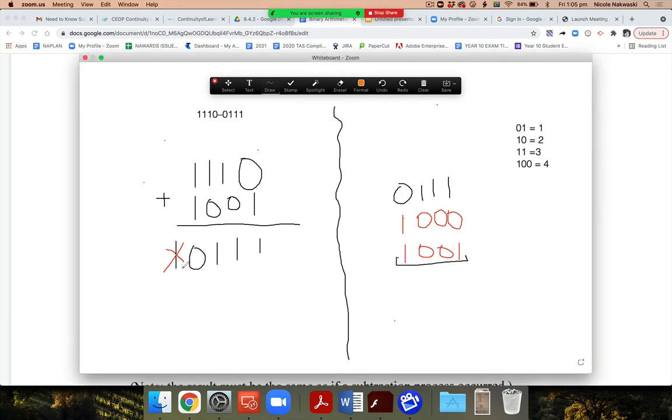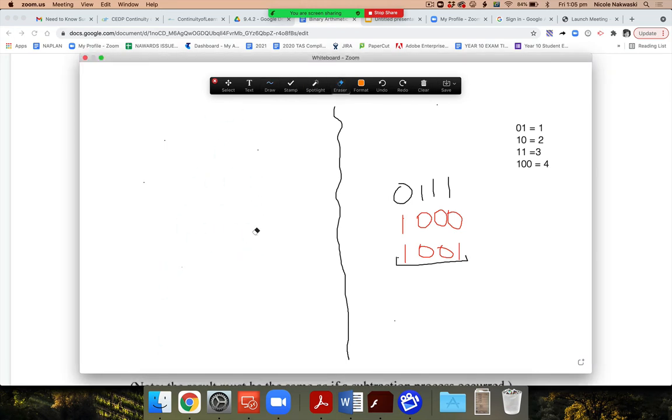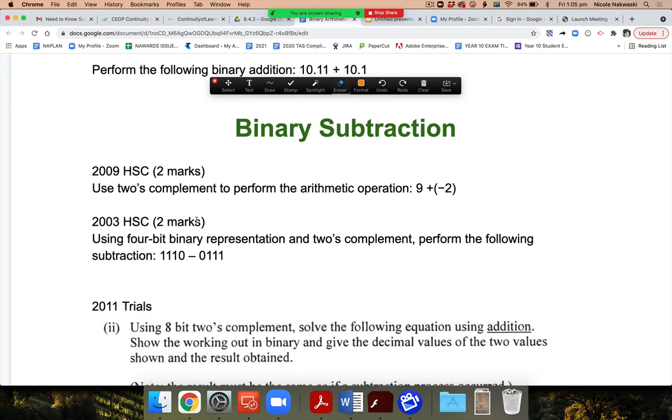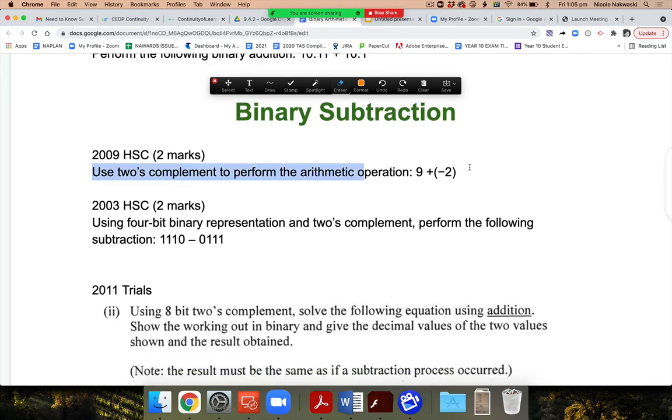Okay, that's it, guys. Let's have a look at another example. I'm just going to erase this really quickly because I don't want to get rid of my numbers over here on the left. So use 2's complement to perform the following arithmetic. This time I have the numbers in decimal, so I've got some extra steps. I have to make sure I convert them into binary to start with.